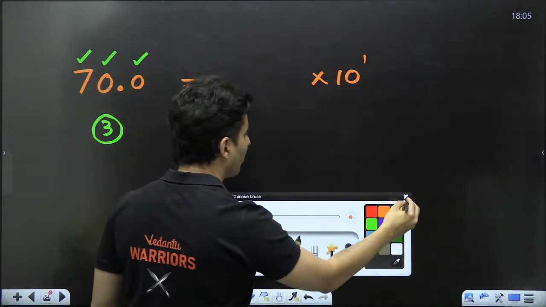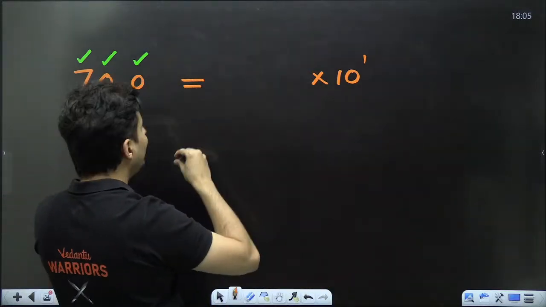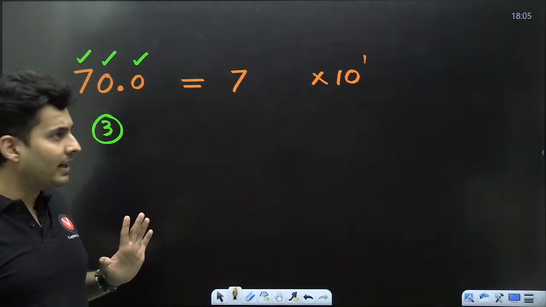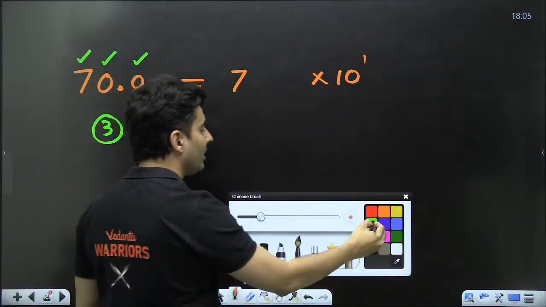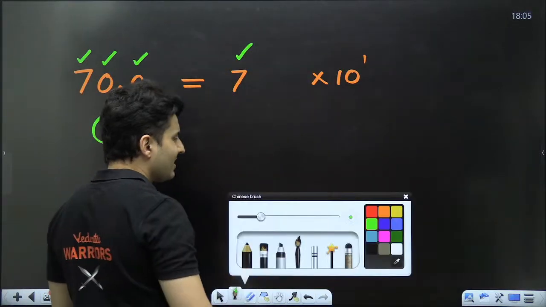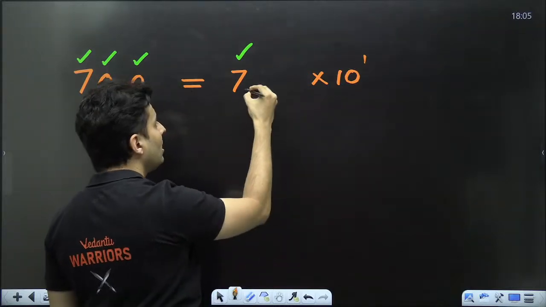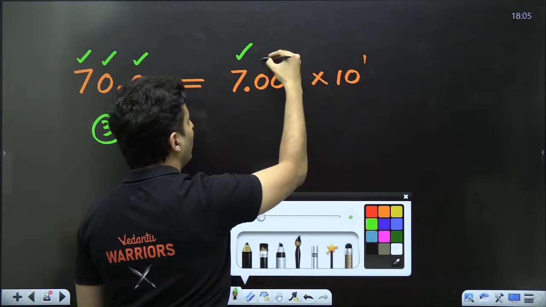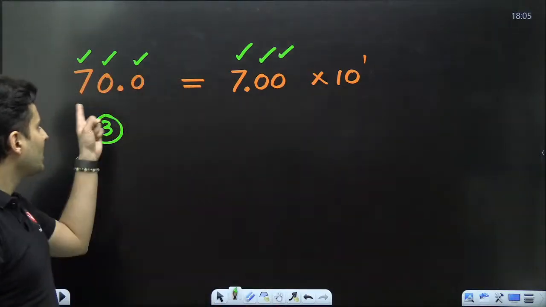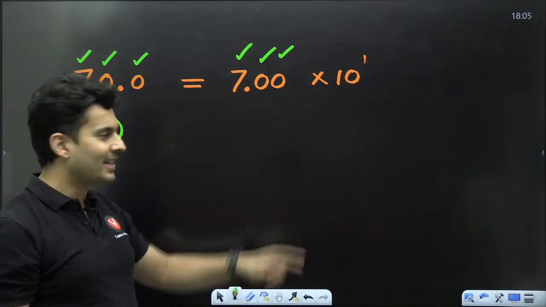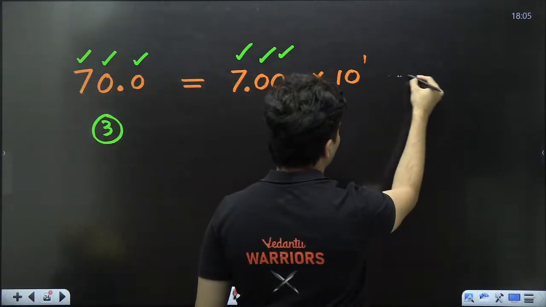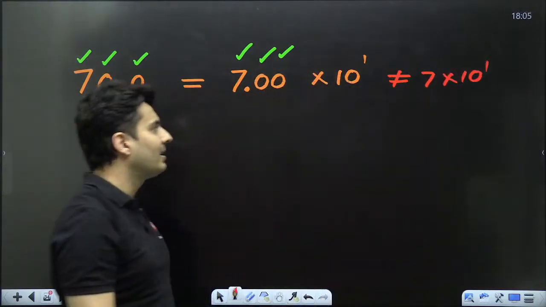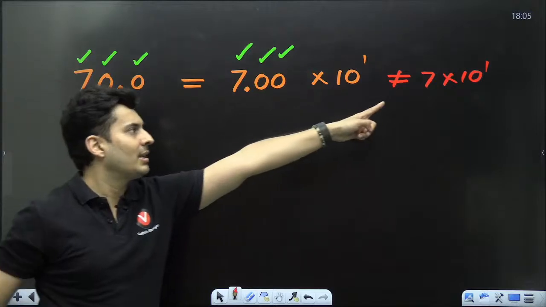Observe. If I have to write it as into 10 to the power 1, 70 is 7 into 10. So I'll just put the number 7. Value wise this is correct. But significant figure wise it has only one significant figure. So I can put 2 more zeros over here. Now it has totally 3 significant figures. Now this is correct. So please do not write this as 7 into 10 to the power 1, because this one has only one significant figure. This is not the same as that one.